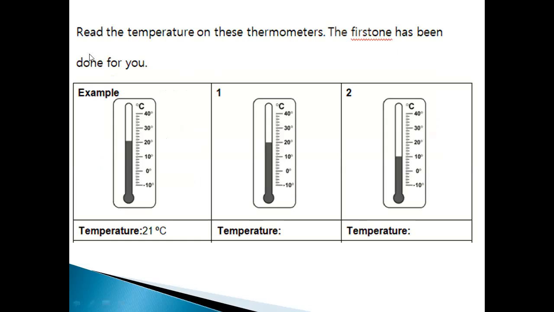Okay, it's a worksheet. In the class we did this. Just write the temperature. This one is a thermometer. You can see here different scales. Just check properly and write here. Number one, temperature 21. This one is showing 21, normal temperature, not too hot. This one is showing 10. You can see here, just see where this black liquid stops. So the temperature is 10.